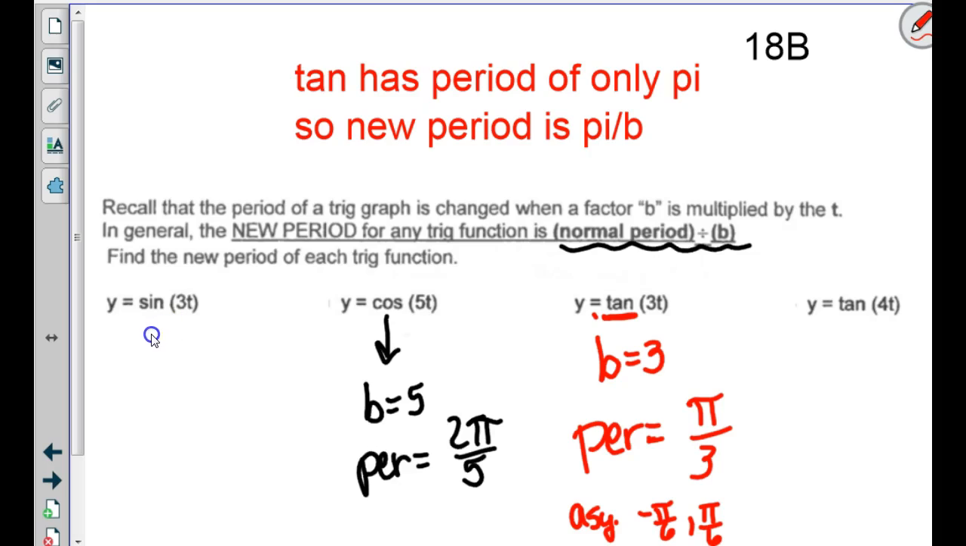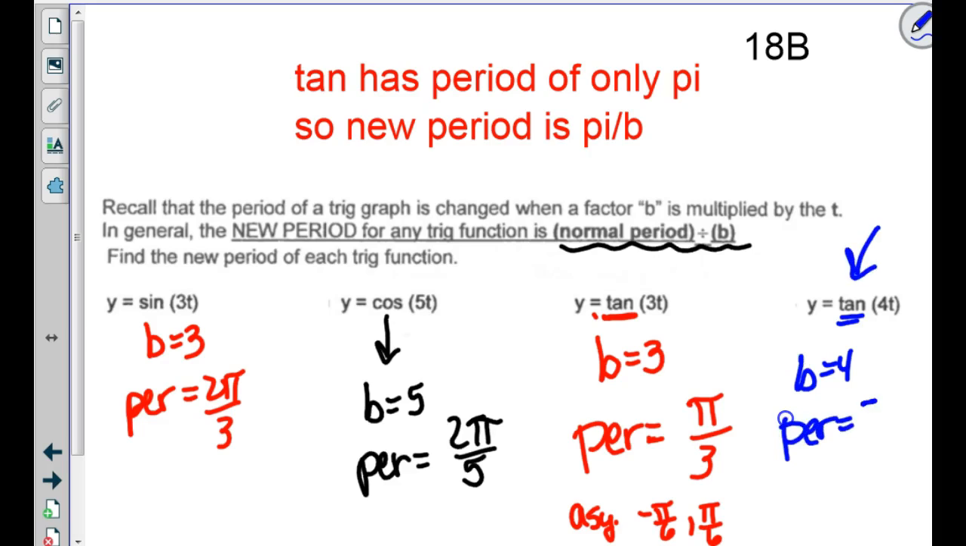What about the first one? What was happening on this? B is 3. Yeah, the period would be 2 pi over 3 because it's a sine graph. And the last one? Yes, B is 4, but because it's tangent, the new period is pi over 4. Does anybody know where the asymptotes would be then? Yeah, it's half on either side, so you'd have one at negative pi over 8 and pi over 8. And so on from there. You would have to add pi over 4. Pretty good.